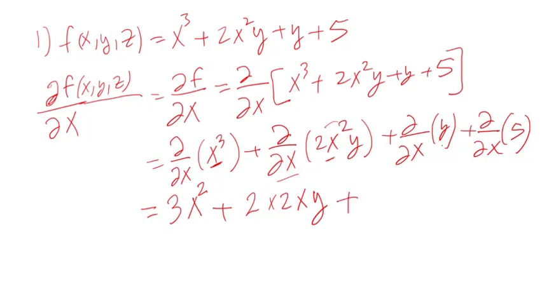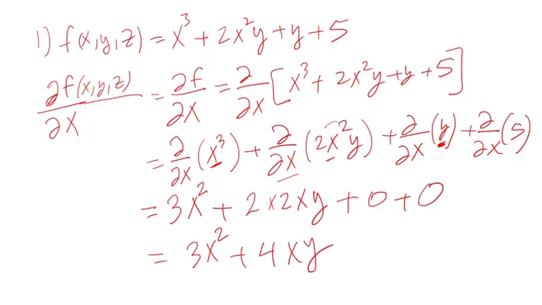Plus, in this term here, I just have y, so it does not depend on x, so the derivative is just 0. Plus the derivative of a constant is just 0. So the outcome is 3 times x squared plus 2 times 2 is 4 times xy.